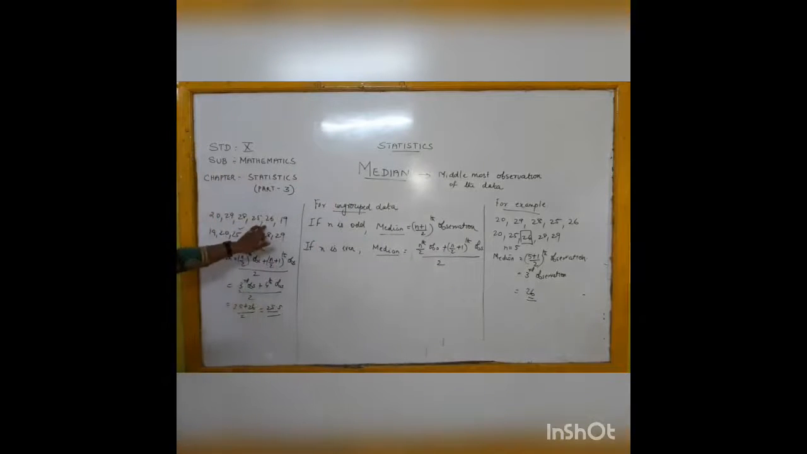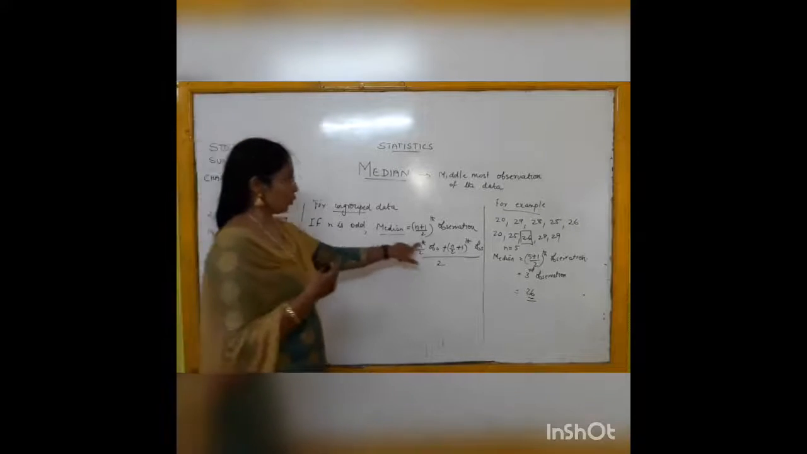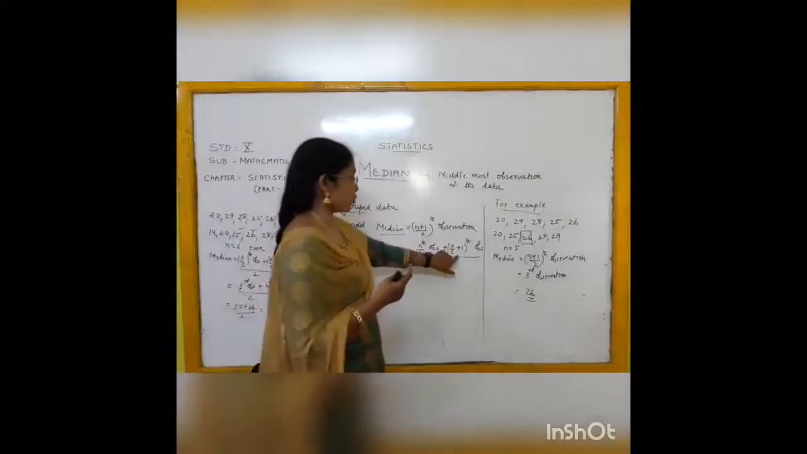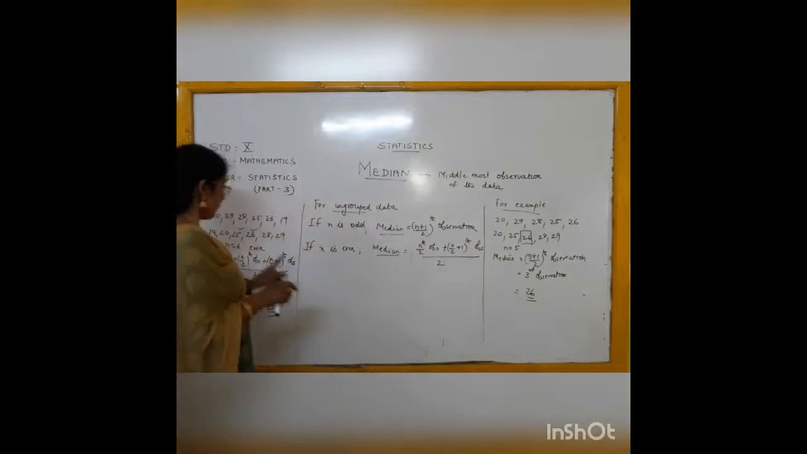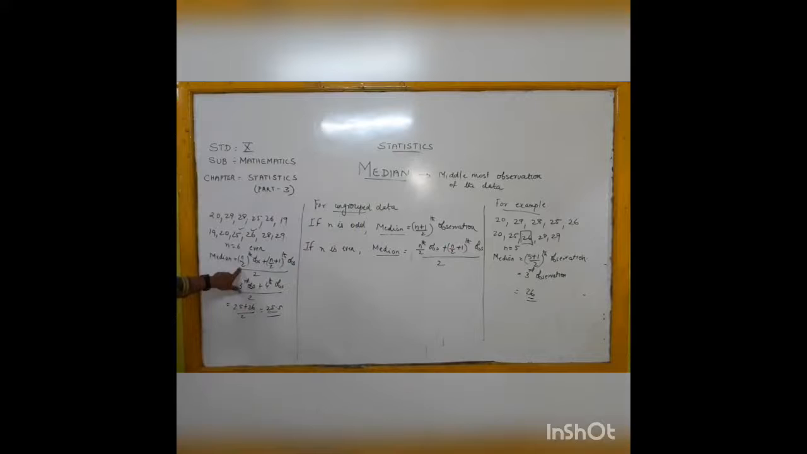Now, for the case where the number of observations is even, I have written 6 observations: 20, 29, 28, 25, 26, 19. First you have to arrange them in increasing order, and I have written it in increasing order. The number of observations is 6, even. The formula is already written: median is equal to the n by 2th observation plus the (n by 2 plus 1)th observation, divided by 2. So n by 2 is 6 by 2, the third observation, and 6 by 2 plus 1, that means 3 plus 1, the fourth observation. That means the third observation plus the fourth observation, divided by 2.